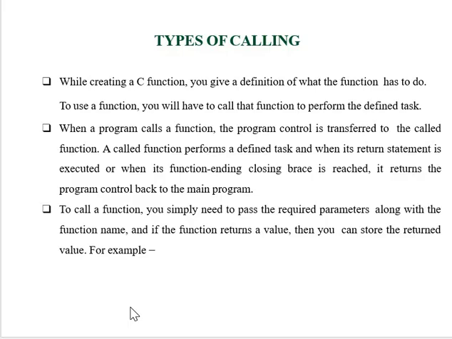Whenever your function is called in the main, whichever function is calling it is a calling function. So inside main, if you make a function call, then main is a calling function, and the function which is being called is called a called function. So there are two terms which you have to understand: a calling function and a called function. The function which makes a function call is a calling function. The function which is being called is a called function.